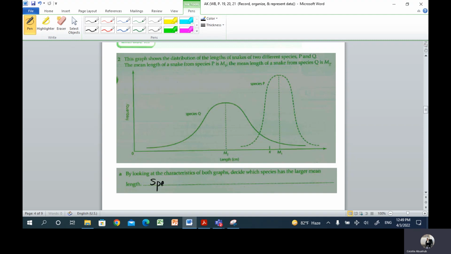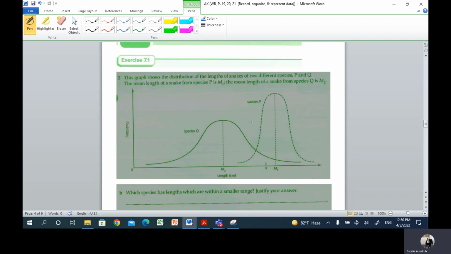Species P has a larger mean length. Because if you compare the length of M1 and the length of M2, we can see the difference in length.